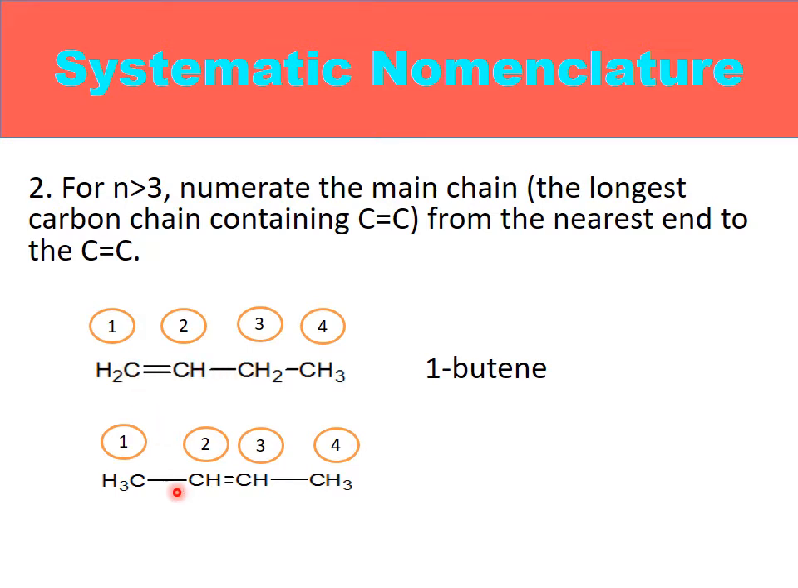In the second case, also here, if you start by enumerating the chain from the left, then the carbon atom holding the double covalent bond will be the second carbon. So now the name of this alkene is 2-butene, since the double covalent bond is attached to the second carbon atom.